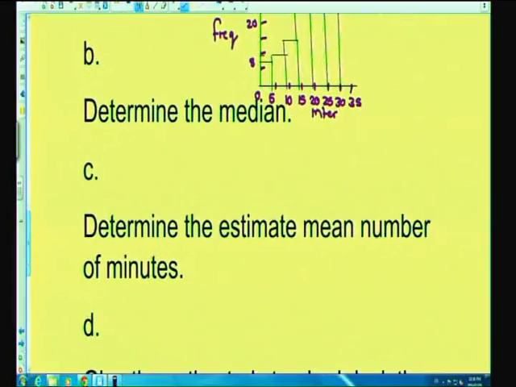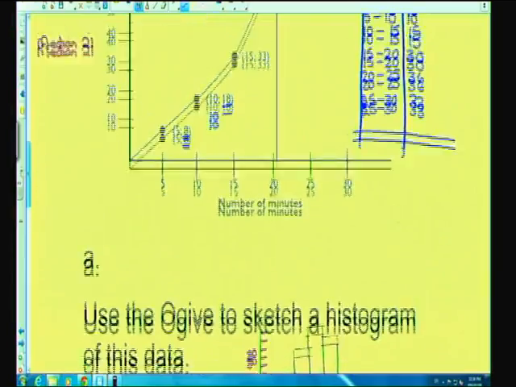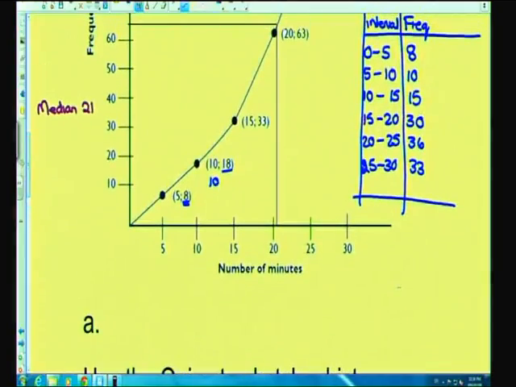Okay, so right, what else do they want to know from me? They now say, determine the estimate mean number of minutes. Now, why estimate? Well, we're working with grouped data, and if we're working with grouped data, it's not so easy to find the actual mean.